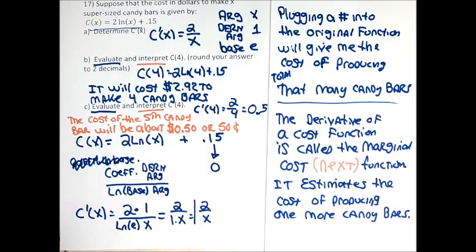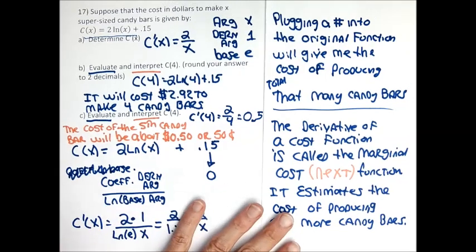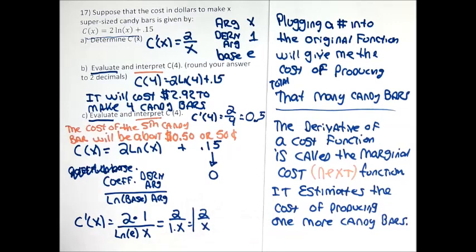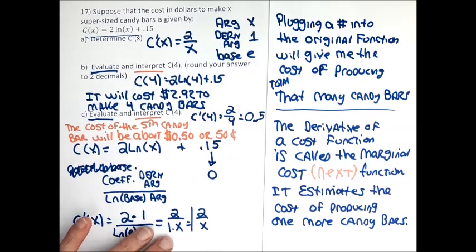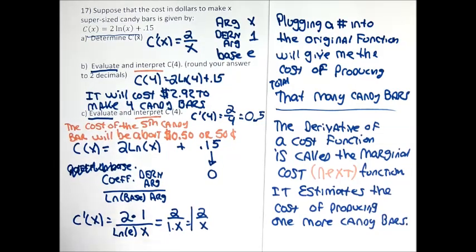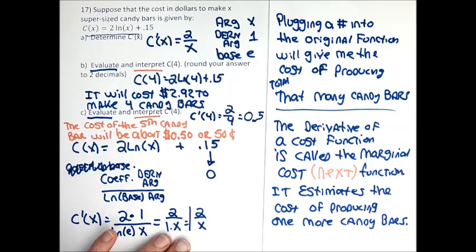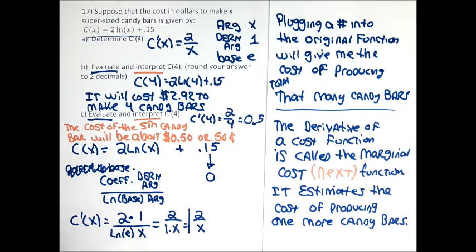This is because if I tried to make a function that would more realistically do the cost of producing candy bars, it would be a more complex function, and it probably wouldn't make sense to ask like 4 candy bars, because no company's going to make 4 candy bars. It'd be like the cost of making 4,000, find the cost of making 4,000 candy bars, evaluate and interpret C prime of 4,000, which is the cost of making the 4,001st candy bar, I suspect. Just the algebra would be worse than we want to do.